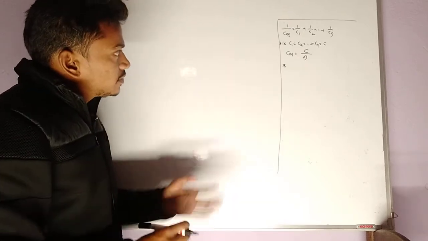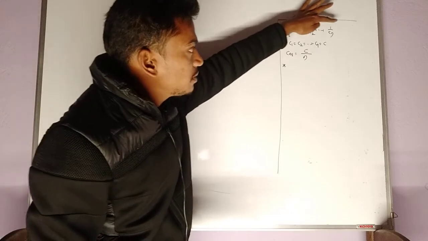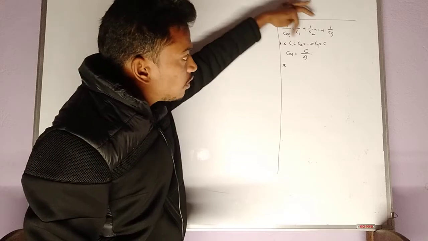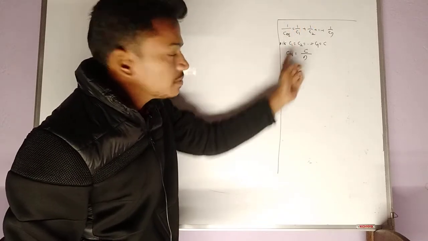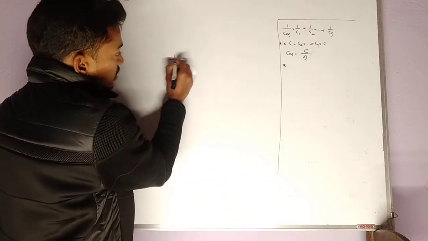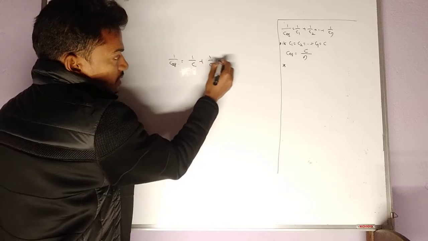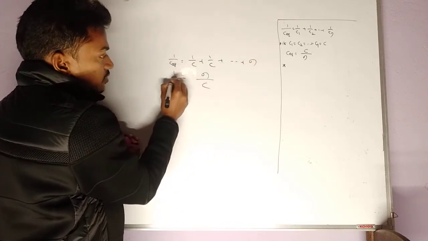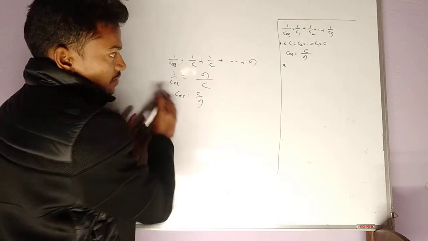So we got the result that 1 by C equivalent is 1 by C1 plus 1 by C2 up to 1 by Cn. If C1, C2 up to Cn are all equal to C, say, then 1 by C equivalent is equal to 1 by C plus 1 by C up to N times. So this will be N by C. So 1 by C equivalent is N by C, and C equivalent will be C by N.